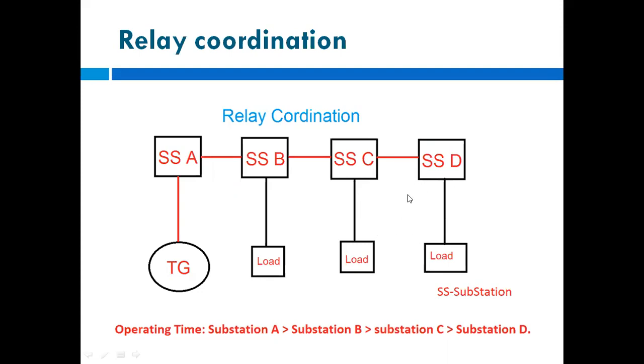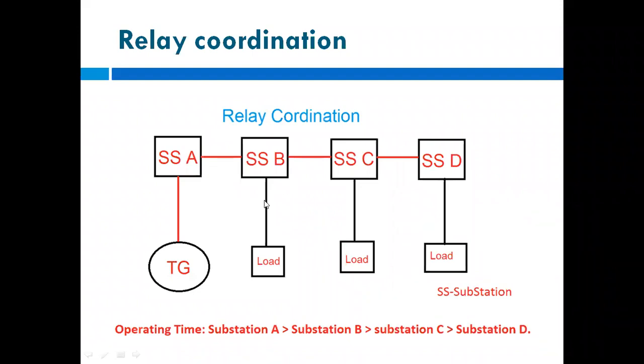When that relay operates, the faulty section will be removed, and after that the power supply will be continued. But if that relay fails to operate, then the relay between B and C should operate, because the time for this relay is 1 second. And the relay time for A and B is, suppose, set at 1.5 seconds.